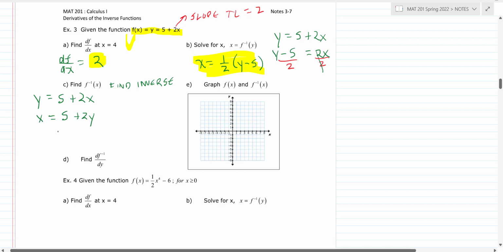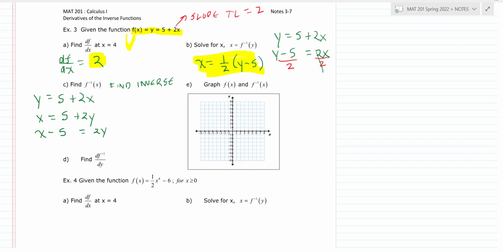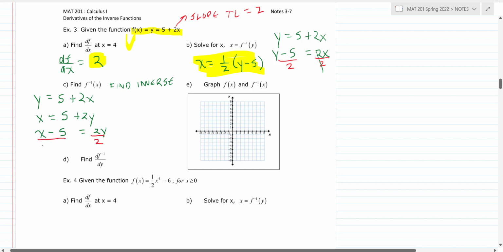Then I'm going to solve this equation for y. So I'm going to subtract 5 from both sides to get this. Then I will divide both sides by 2. That'll cancel out, so we'll end up getting y equals, and I'm going to write this as 1/2 x minus 5. So I'm going to write that as f inverse of x is equal to 1/2 x minus 5, like that.